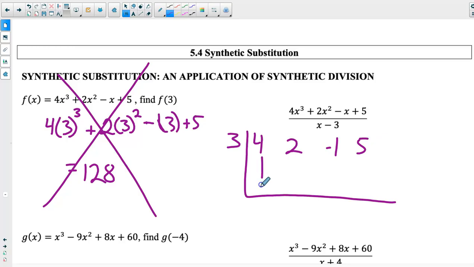All right. Okay, so we got 4 right there. We're blocking some things out from yesterday that we need to. And then what do I do? Do I add them or multiply? Multiply. So I get 12. Then what, do I add them or multiply? Add. So I get 14.